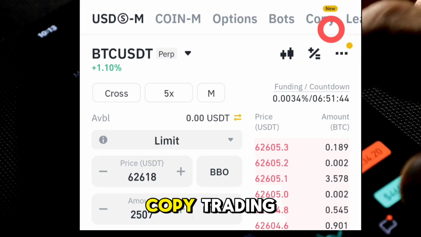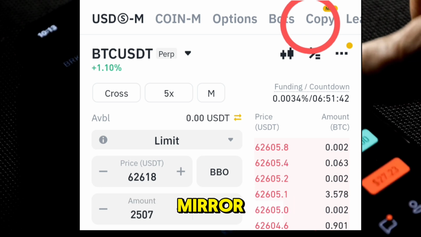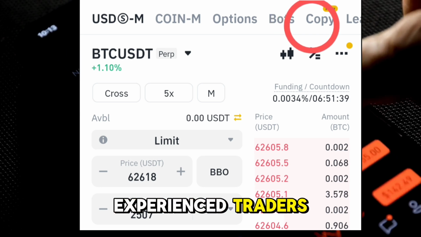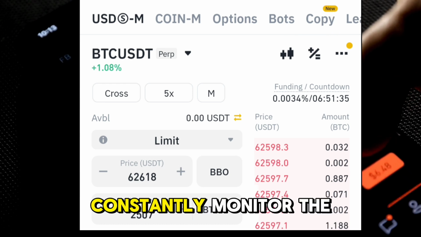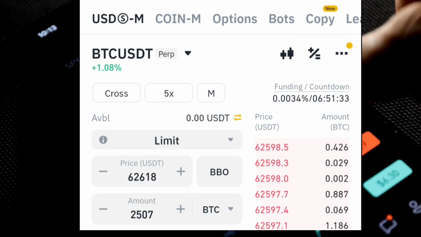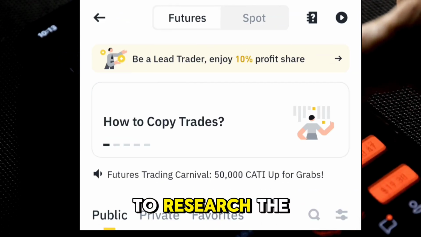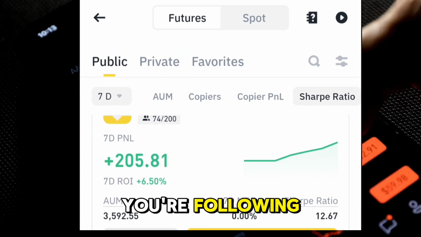Finally, we have copy trading, where beginners can mirror the trades of experienced traders on Binance. It's an easy way to get started without having to constantly monitor the market. Just remember to research the performance of the trader you're following.